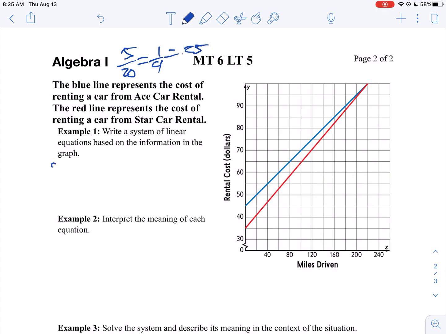So let's write that equation. So we're going to start at 45, and we're going to add 25 cents for every mile. Now let's do the same thing for the red line.